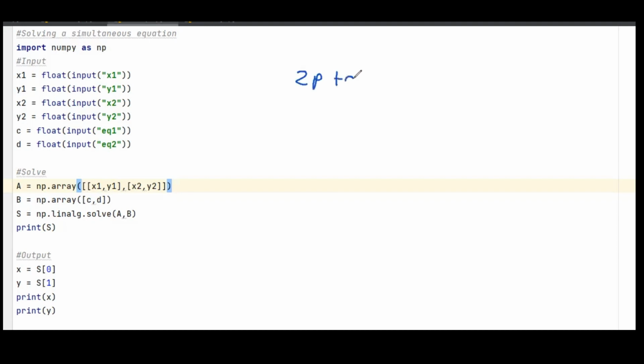2p plus q, 2, and we had p minus q, minus a half. So that was the equation we had, and we had to solve for p and q. Now, one of the things you can do in higher level mathematics is put these things in a matrix.